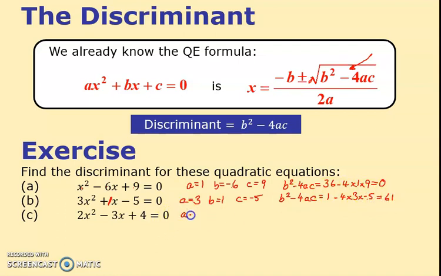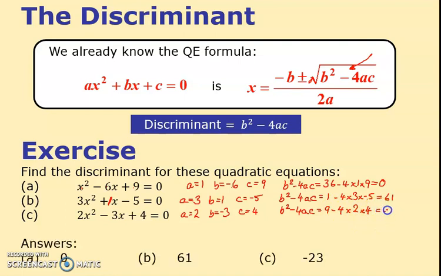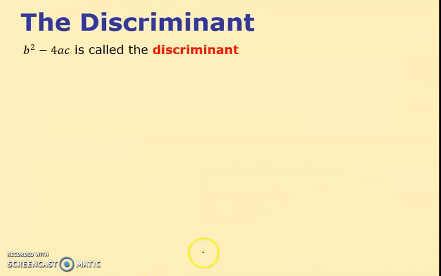And the last one, a is 2, b is -3, and c is 4. So what do I get now? b squared minus 4ac equals, well, b squared this time, -3 squared is 9, minus 4 times 2 times 4. Well, that's 8 times 4, so that's 32. It's 9 minus 32. So minus 23 is the answer. Yeah, so there it is. 61 I got, and -23 I got. So the value of these is what we're interested in.